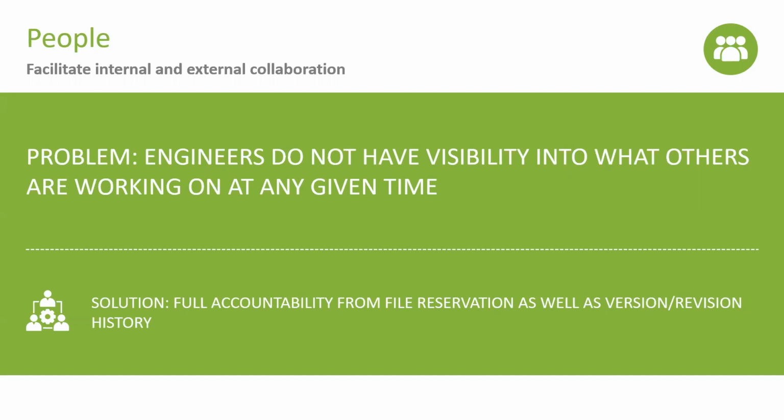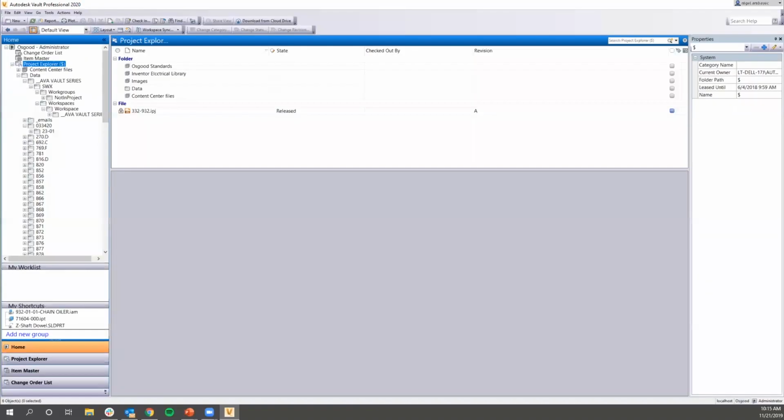Absolutely the same thing. And so what formal data management systems use is you get full accountability from a file reservation standpoint, as well as full version and revision history to understand who has been working on those files at any given time. So I'm going to hop in real quick to Vault. This is Autodesk Vault Professional. I'm in the 2020 version, and let's take a look at some solutions to this problem.